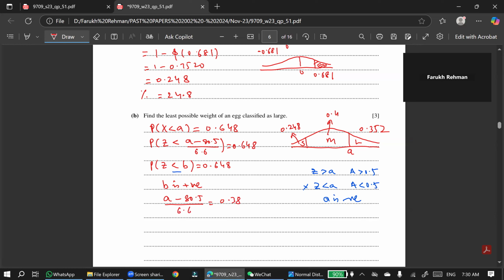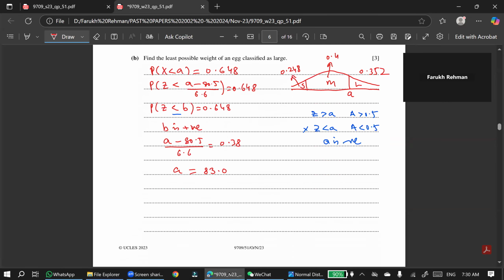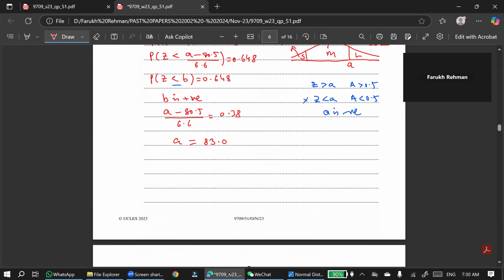What's the value of A? 83. Up to 3 significant figures. This one is the value of the mass of the eggs which are classified as large.